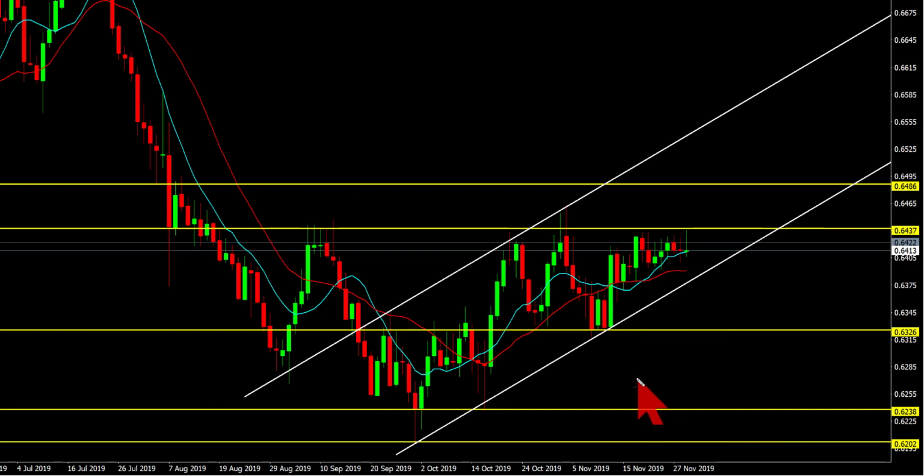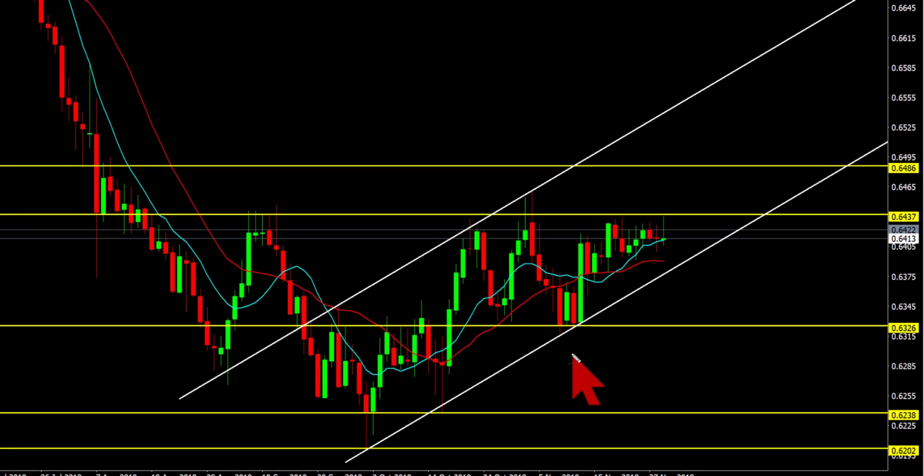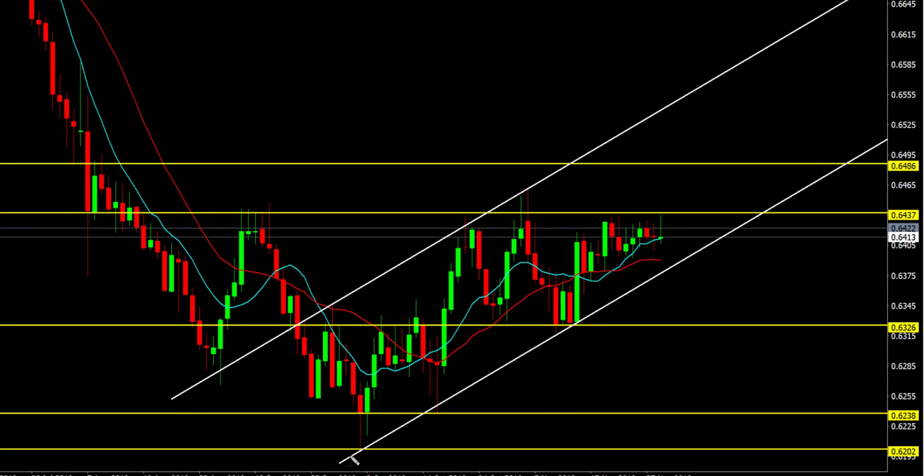Also, again, if you watch this chart properly, you can see we have a formation of a rising wedge. I mean a rising channel, a rising wedge. We can see price was moving up. That was a retest of our channel.